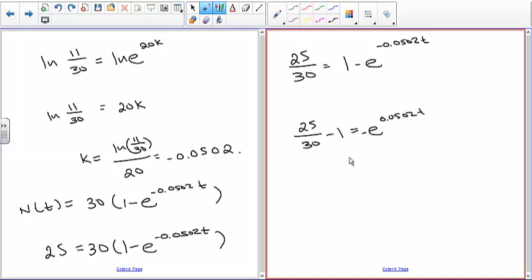And we can multiply by negative 1, so we'll have 1 minus 25 over 30 is equal to positive e to the negative 0.0502t. So that's 5/30ths. So 30/30ths minus 25/30ths is 5/30ths. And 5/30ths is 1/6. So you can simplify that down.